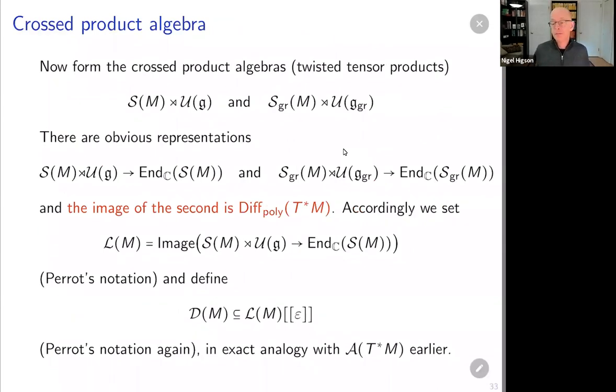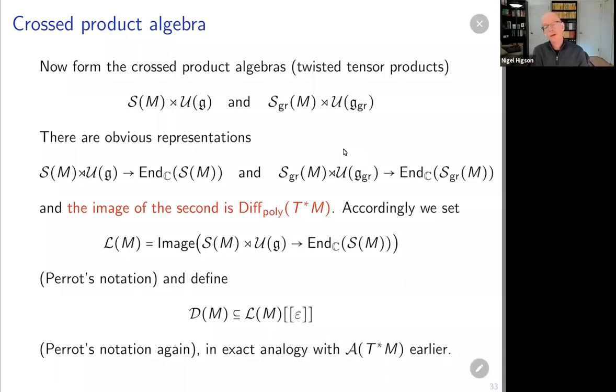And if you're an operator algebraist and you have an action, you really can't resist forming a cross product. So let's do that here. There are two alternatives. We can do it upstairs on symbols or downstairs on this semi-classical limit, this degeneration. So we have two cross-product algebras, and they carry obvious representations as endomorphisms of S of M and S graded of M respectively. And if you look at what happens in the graded situation, you recover the algebra of polyhomogeneous differential operators that I was describing, that we organized everything around.